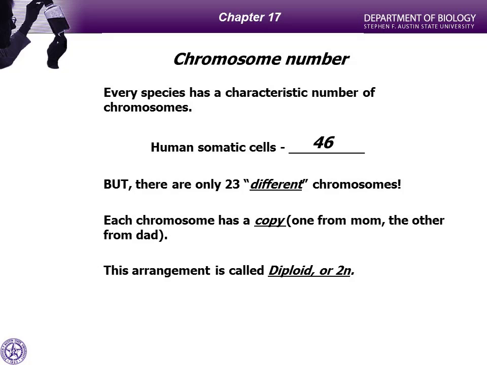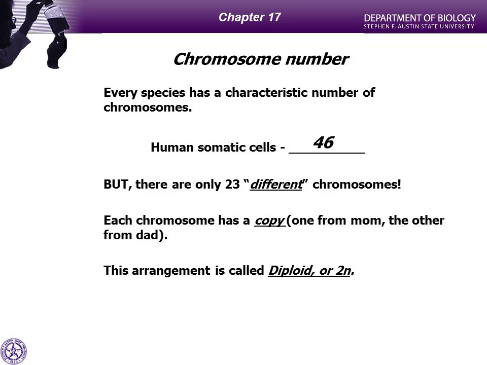How many of those do you get from dad? 23. How many do you get from mom? 23. So it's okay for you to think of that 46, but I would much rather you think about the 23 number. Because you're going to get chromosome number 1, chromosome number 2, chromosome number 3. You're going to get 2 copies of each one of those.